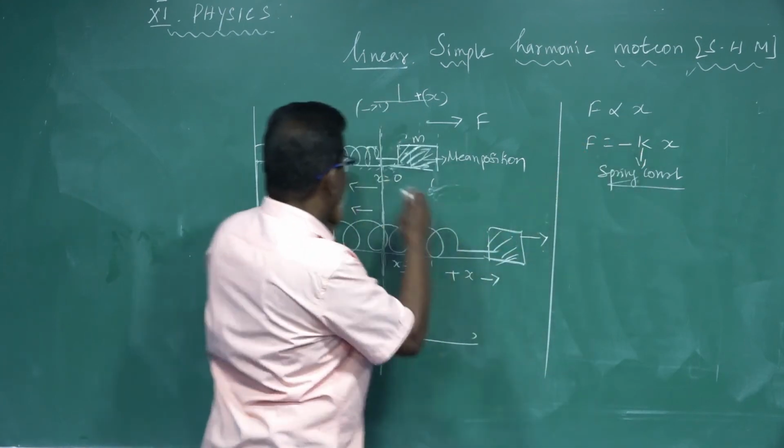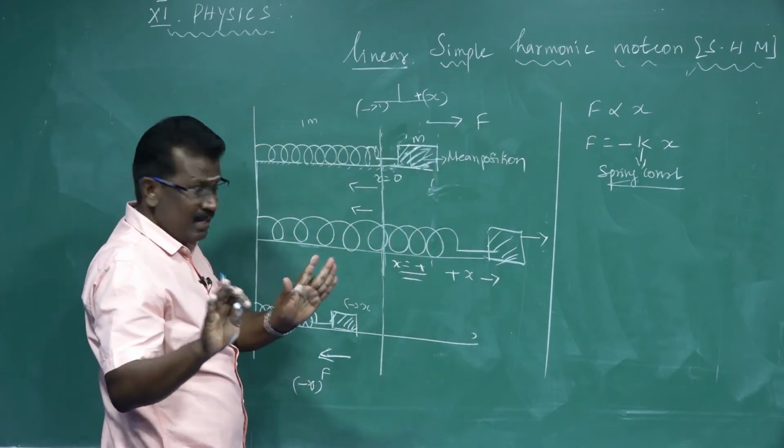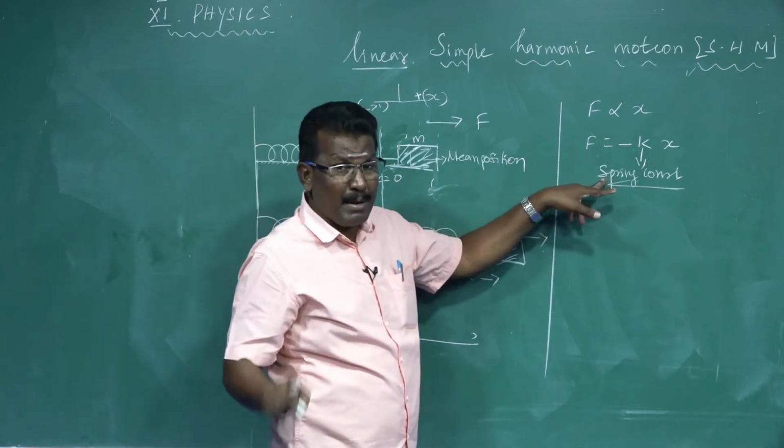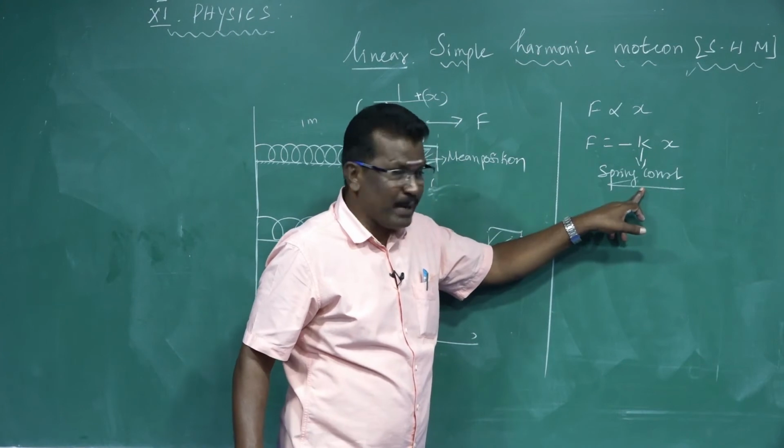But for a given material, however much force is applied, the K value always remains constant. If we replace it with another material, the K value is different. So the K value depends upon the material. So F is equal to minus Kx. K represents the spring constant.